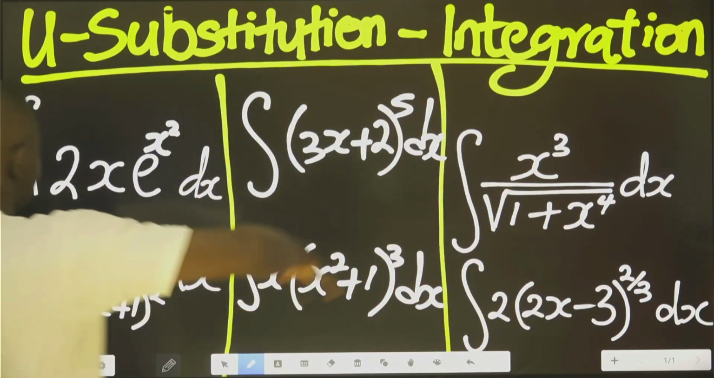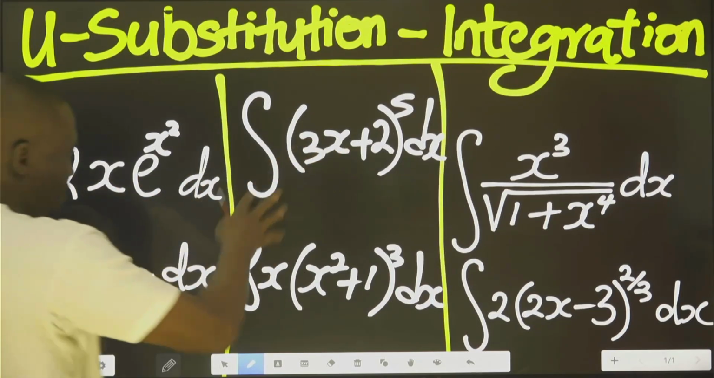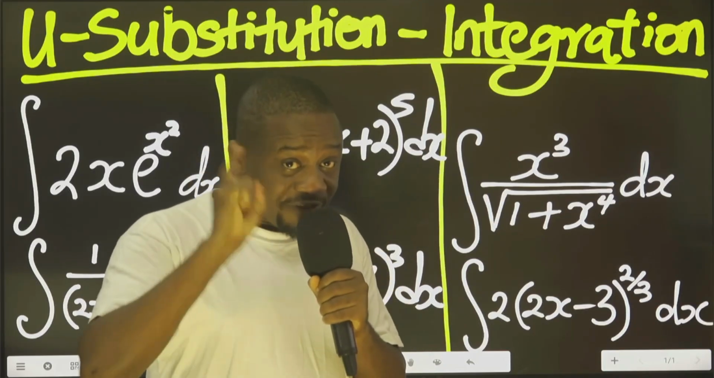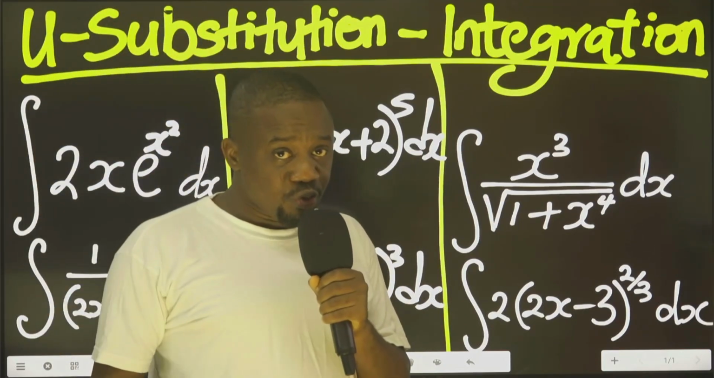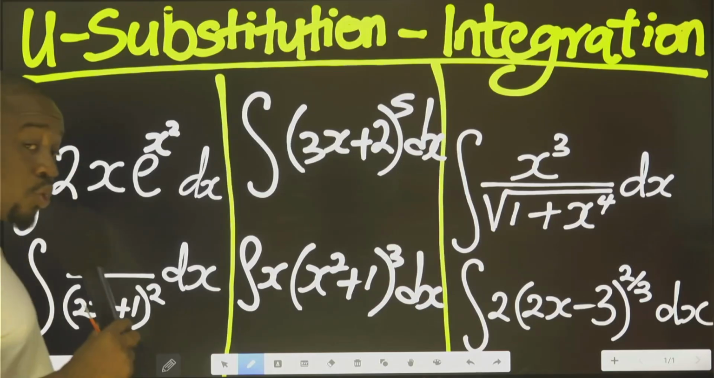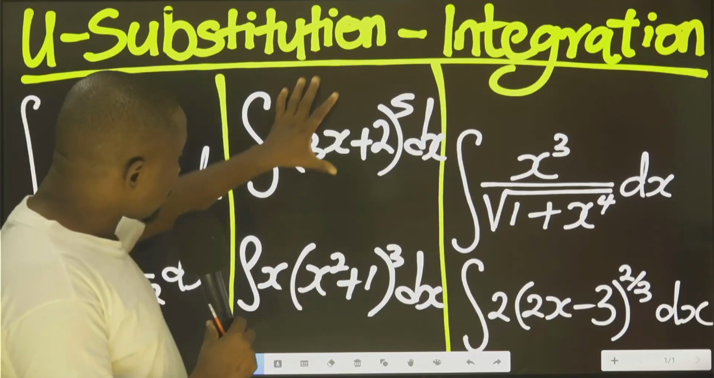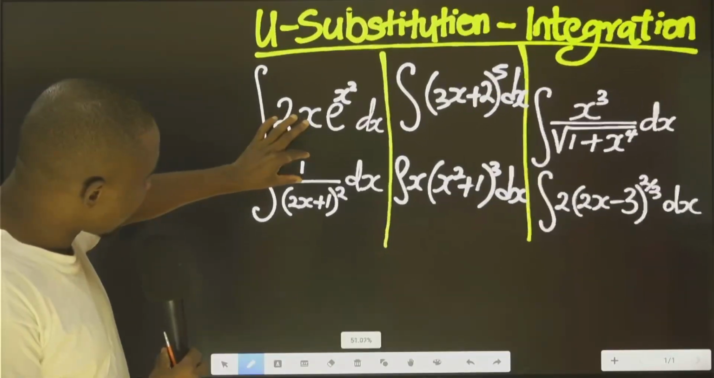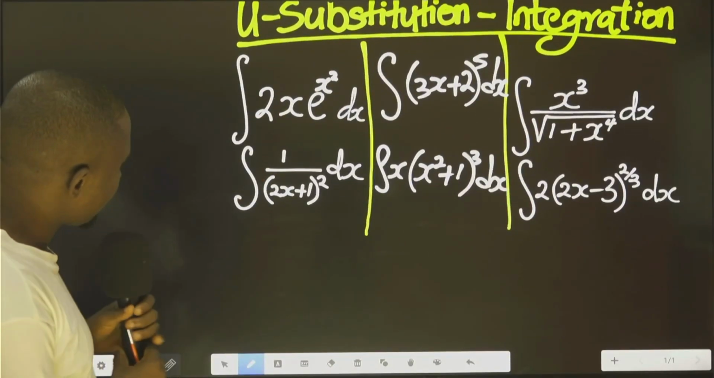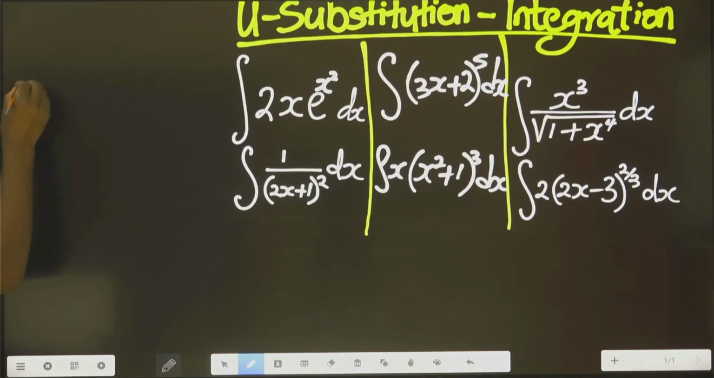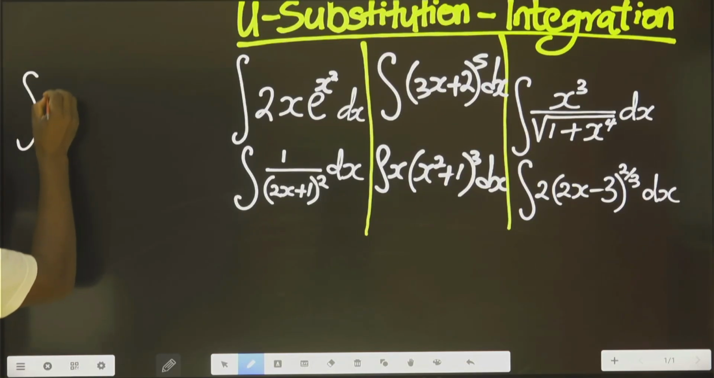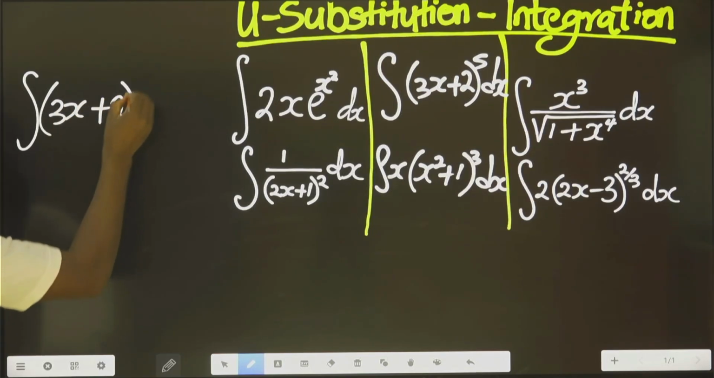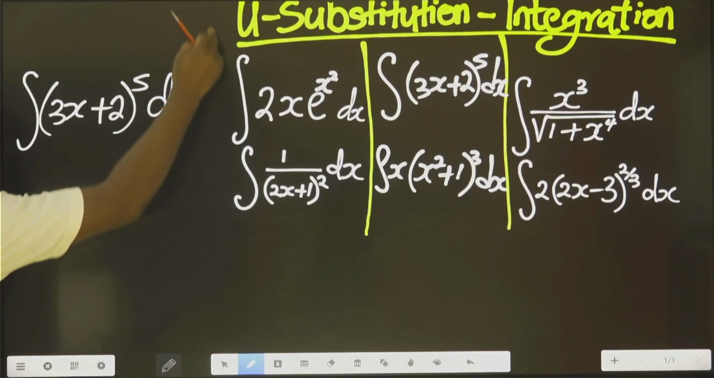All these ones you are seeing here, there is no way you can approach them directly using the standard method. You have to first of all substitute before you can work them. So what we are going to do is start with this one, because from what I'm seeing here, it is the simplest. That is the integration of (3x + 2)^5 dx.